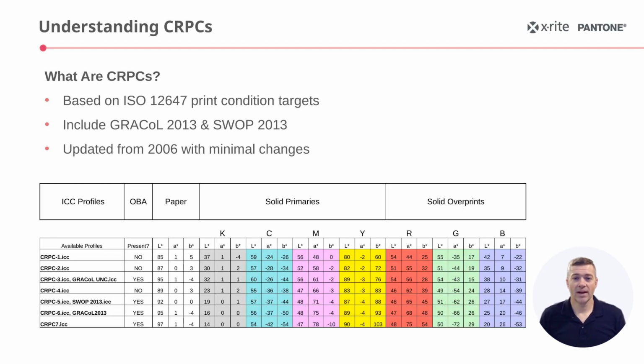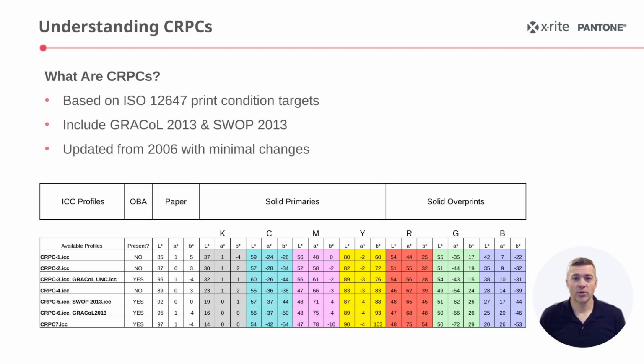These are the Characterized Reference Print Conditions, or CRPCs. They're built on key target values from ISO 12647, which defines standardized print conditions for different types of printing. You might recognize GRACoL 2013 and SWOP 2013. These are updated versions of the 2006 standards, though the changes are extremely subtle and likely unnoticeable to the eye.